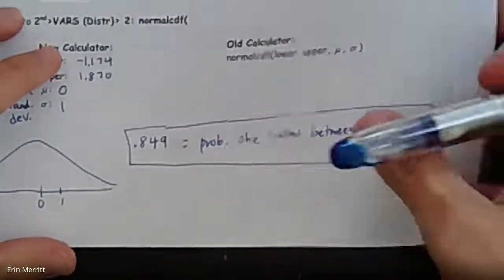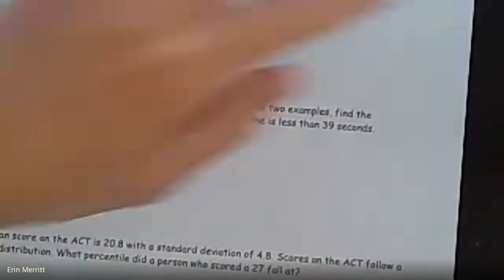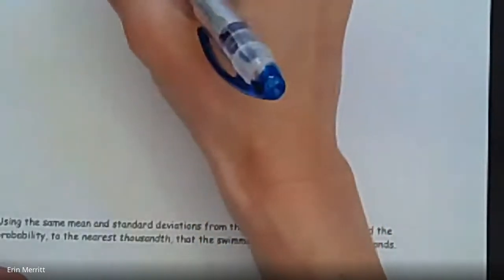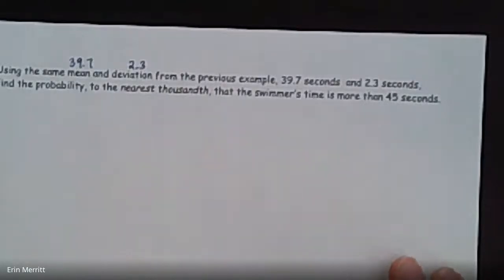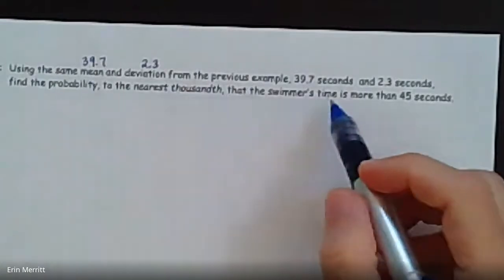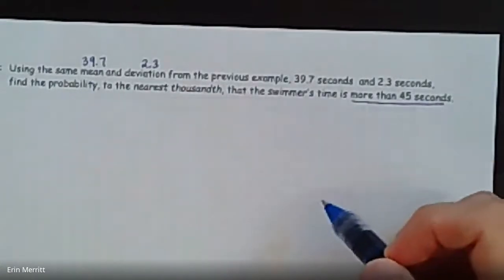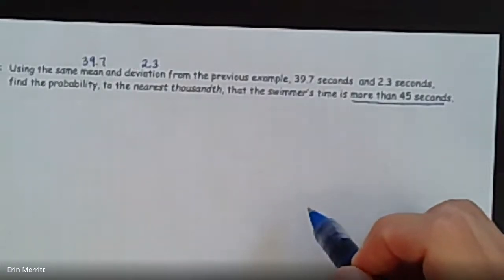And we do. And I think it's still sticking with that same question. So when it says use the same mean and standard deviation from the previous example, the mean was the 39.7, standard deviation was the 2.3. I'll just put those on there to remind you. It says: find the probability to the nearest thousandth that the swimmer's time is more than 45 seconds. So like she gets a cramp and swims a really stinky time or something.